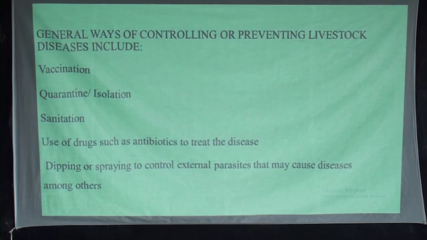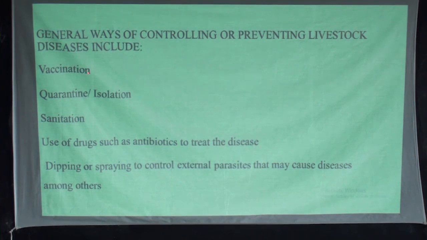East Coast fever, and don't forget those which are infectious, like anthrax, foot and mouth disease, tuberculosis. Yes, those ones are infectious. They can easily spread. So having looked at all that, we can have a summary of general ways of controlling these diseases.